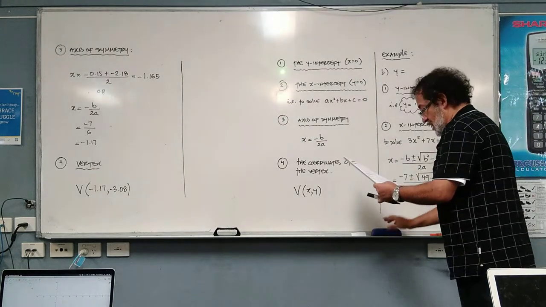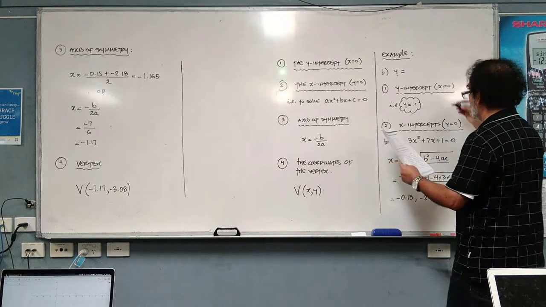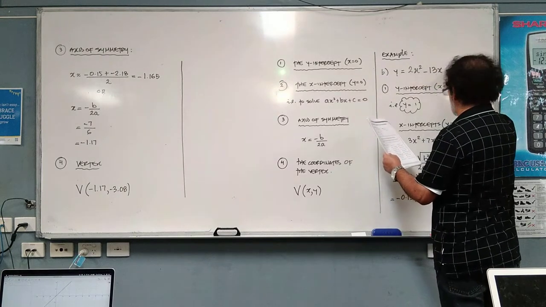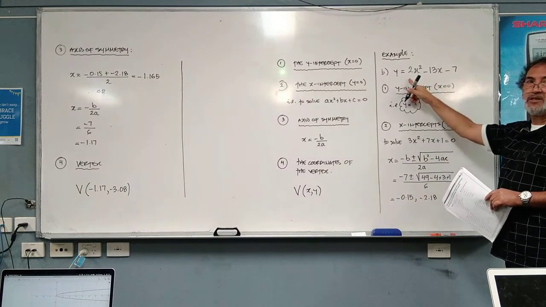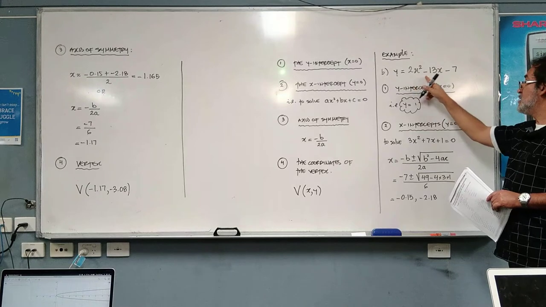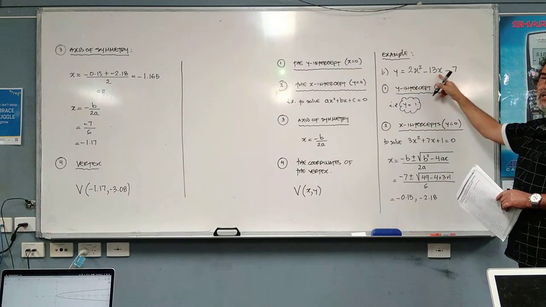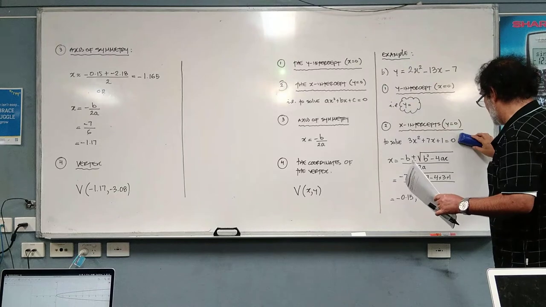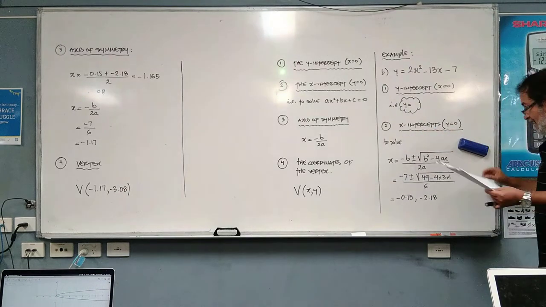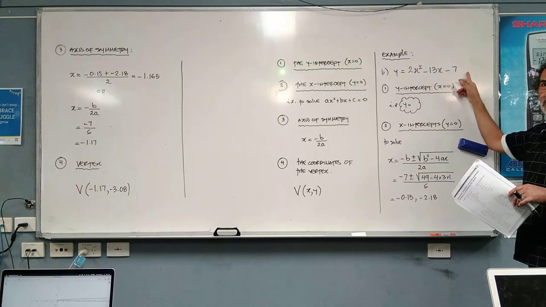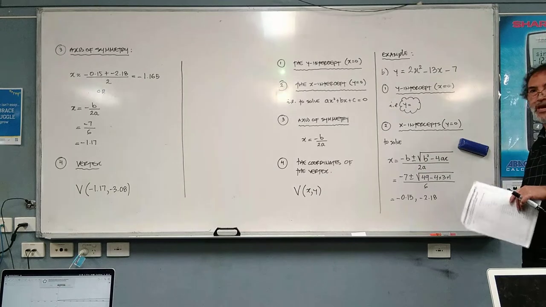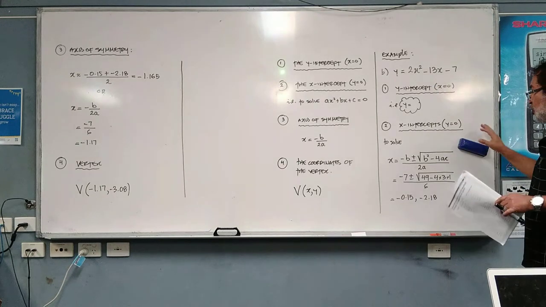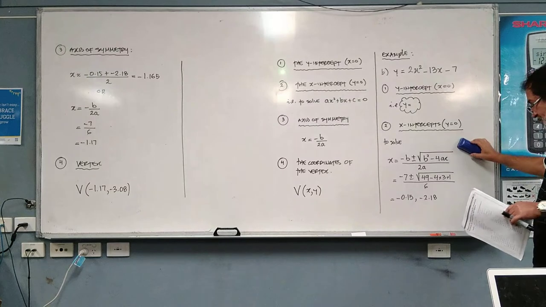All right, so let me find a good one. Okay, for this time we have y equals 2x squared, take away 13x, take away 7. So you're going to do the same. And then you have the option to factorize it. You can find the two numbers that when you times them together equal negative 14, and when you add them together equal negative 13. Or you can use the formula, it doesn't matter. It's up to you, right?